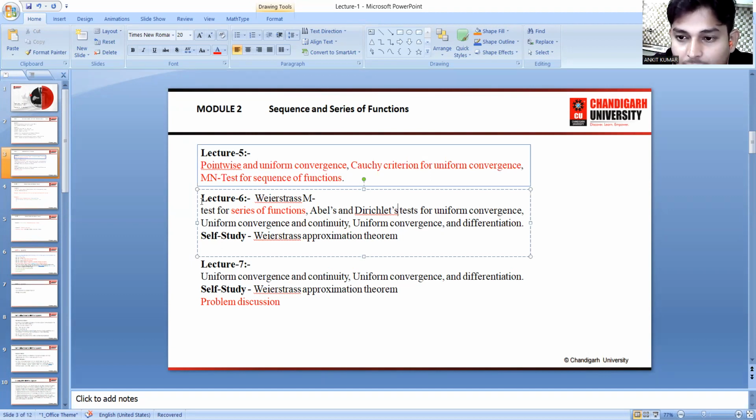After that, whether this series of functions is convergent or divergent is tested by some very important tests, such as Weierstrass's M test for series of functions. The Weierstrass M test says that if the modulus value of any series of functions is bounded by a convergent series of numbers, then it will be convergent. In Weierstrass's M test, I will discuss how we prove the convergence of any series of functions.